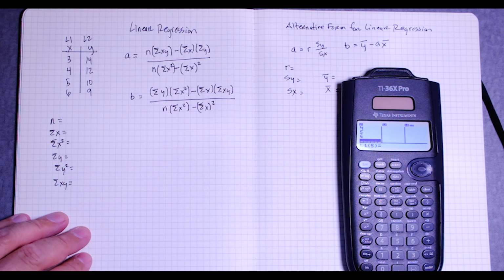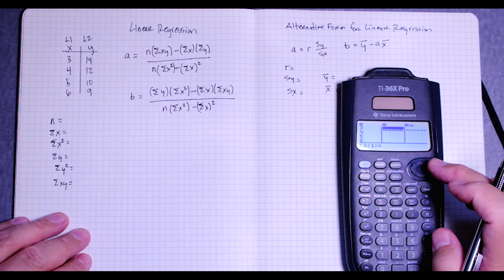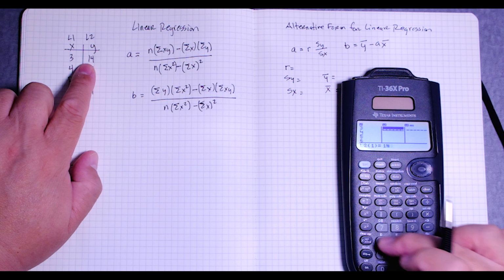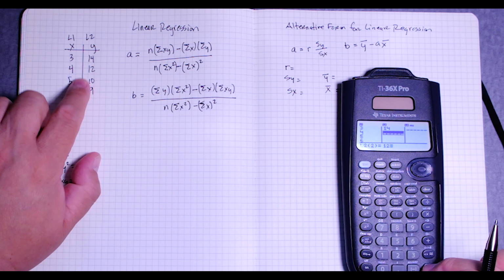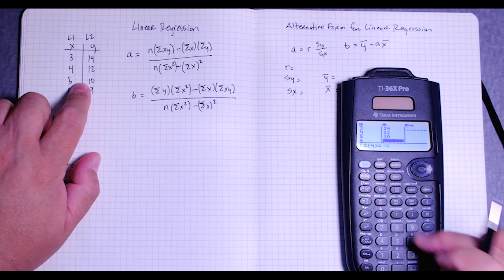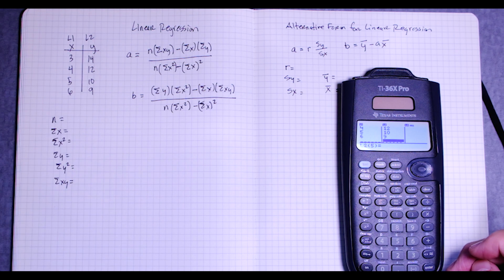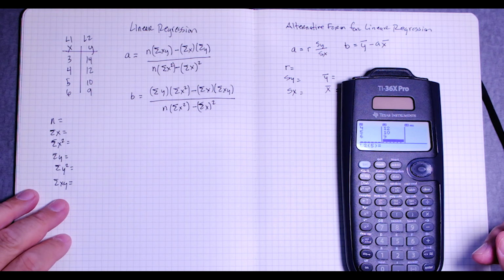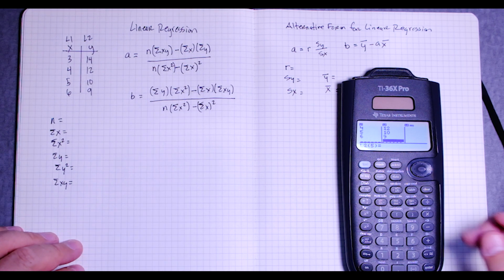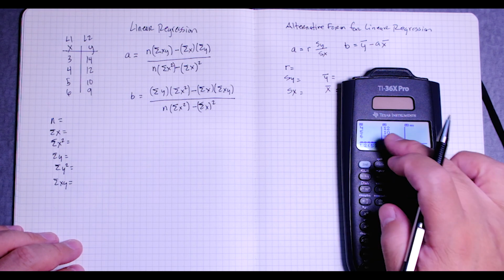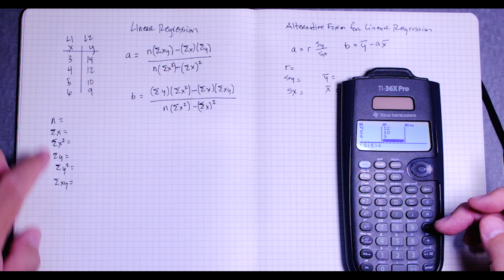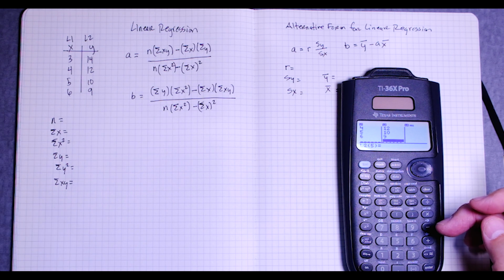L2 will be Y. We move over with the D-pad, and we enter 14, enter, 12, enter, 10, enter, 9, enter. Now if it feels too fast, pause it, rewind it, and then just look at it again. The D-pad is very important to go back from one column to the other. All right, next.